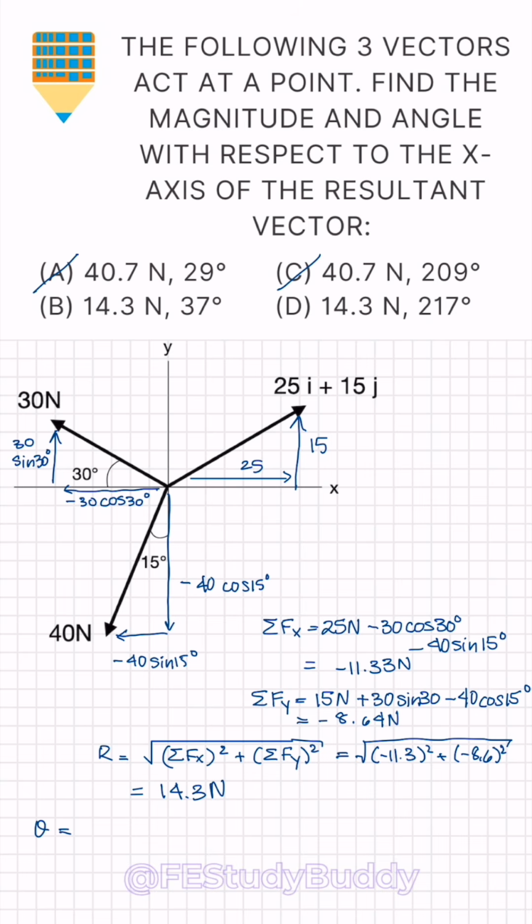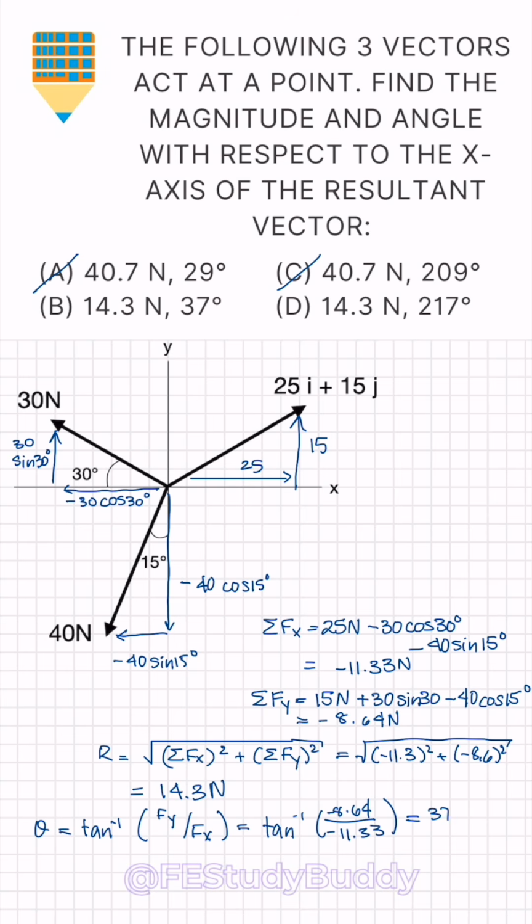Next, using the resultant direction equation from the handbook, we'll take the inverse tangent of the y components over the x components. So we have tangent inverse of 8.64 divided by negative 11.33, giving us a theta of 37 degrees.